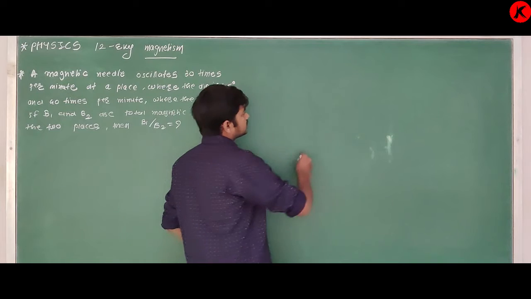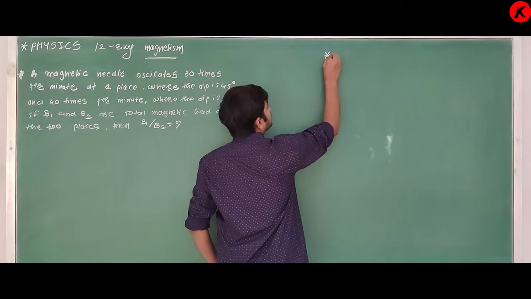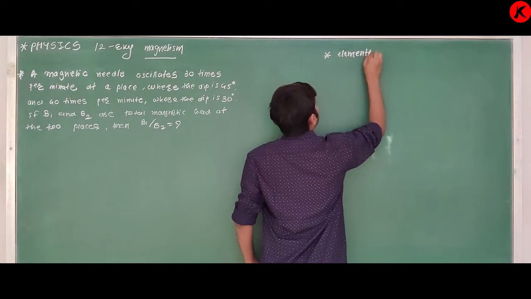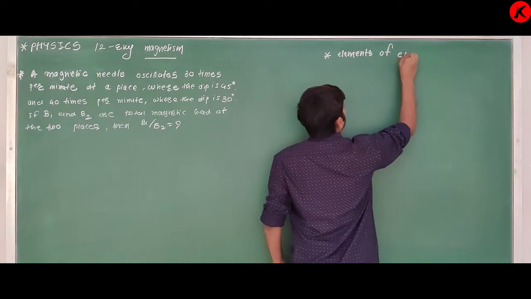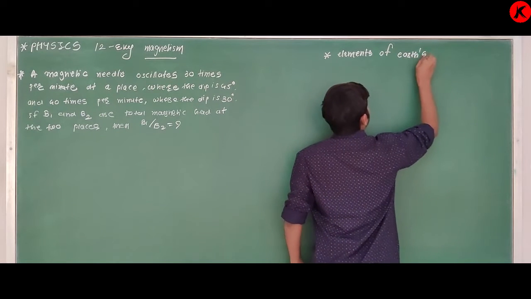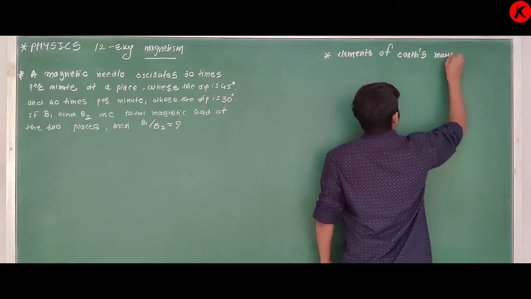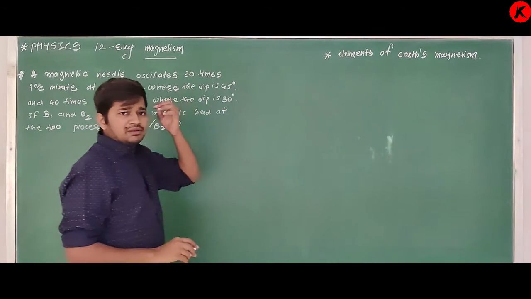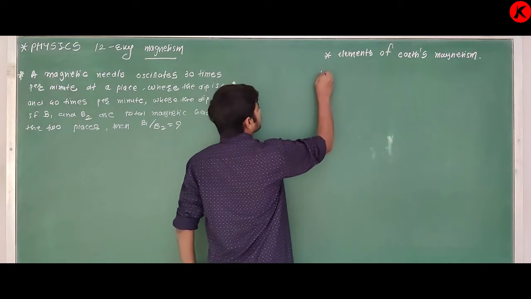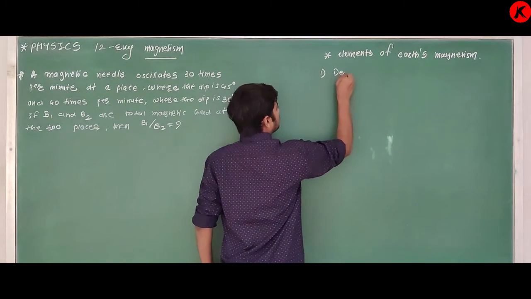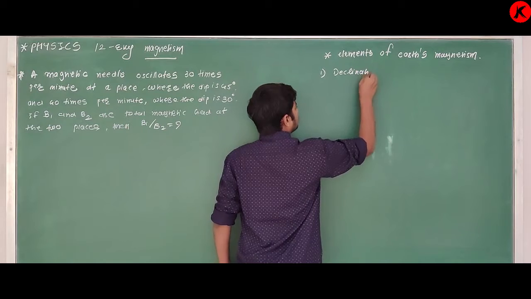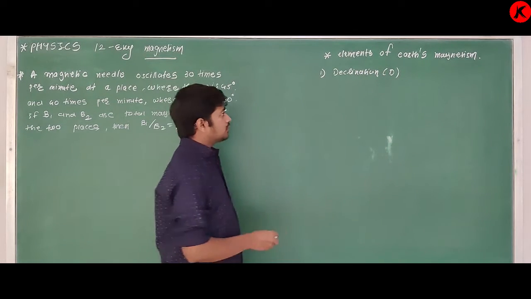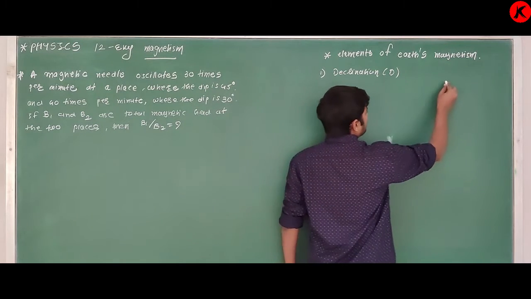See, here it is. First one, elements of Earth's magnetism. Okay, elements of Earth's magnetism. First one is declination. We can indicate it by theta. Okay, what is meaning of declination?